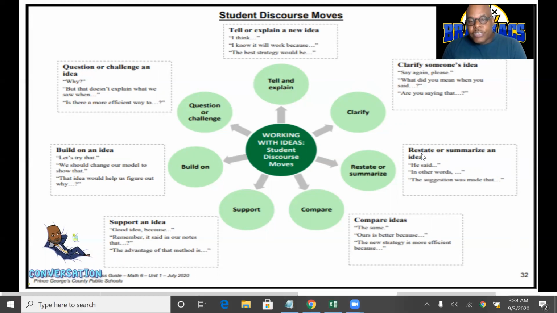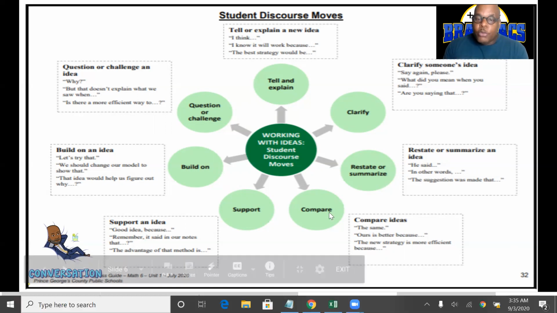The third move is to restate or summarize. So when you restate or summarize an idea, you would say something like, he said, Peyton said, Kira said, Christian said, or in other words, or the suggestion was made. So you're paraphrasing, you're restating, or you're summarizing a previously stated idea.